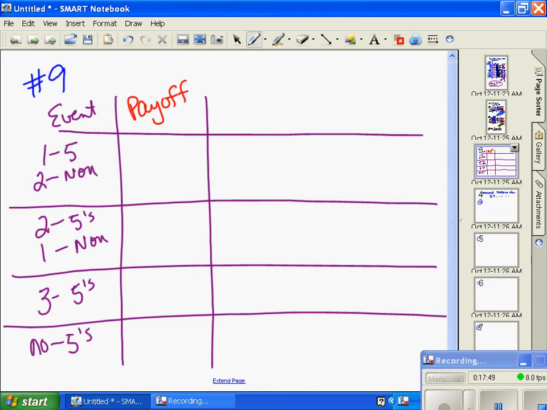Reading it again, it says you will lose $10 if a 5 turns up at least once. So for each one of these, here's one 5, I lose $10. It did not say $10 per 5, it just said if a 5 turned up, I was losing $10. But if no 5s show up, I would gain $7. So there's my payoffs. Now this is rolling a single die 3 times.